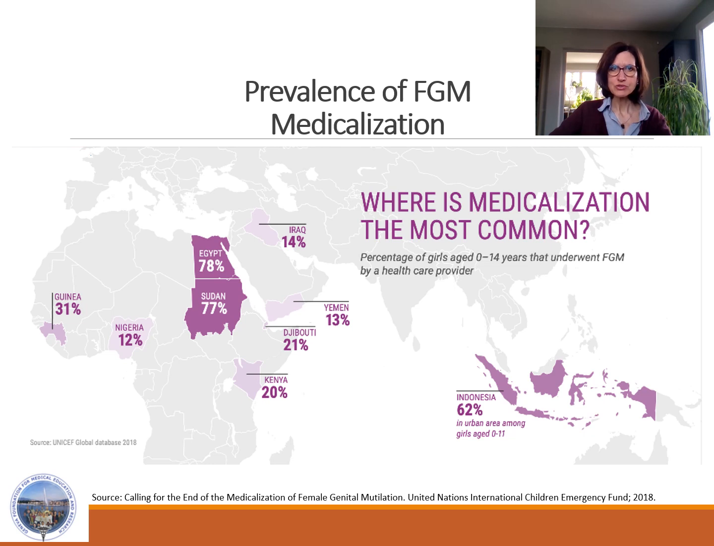This slide shows the prevalence of medicalized FGM. These are the countries that have the highest medicalized FGM. Egypt and Sudan both have high rates of medicalized FGM, with more than three quarters of the FGM being performed by healthcare providers. There's also high prevalence of medicalized FGM in Guinea, Djibouti, Kenya, Yemen, Iraq, Nigeria, and Indonesia.